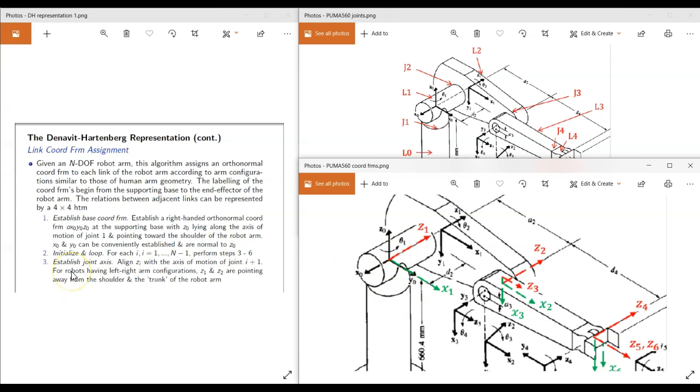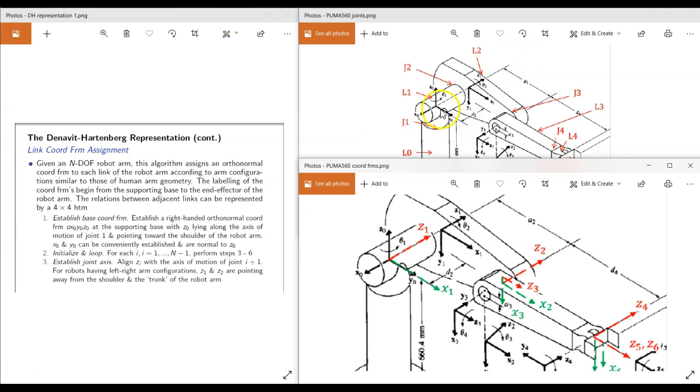Alright, so let's look at step number 3. Align Z1. So we are looking at i equals 1. Align Z1 with the axis of motion of joint 2. For robots having a left-right arm configuration like our PUMA 560, Z1 and Z2 are pointing away from the shoulder and the trunk of the robot arm. So once again, in order to establish Z1, we have to look at joint 2. So where is our joint 2? This is joint 2, and the axis of rotation is along this line.